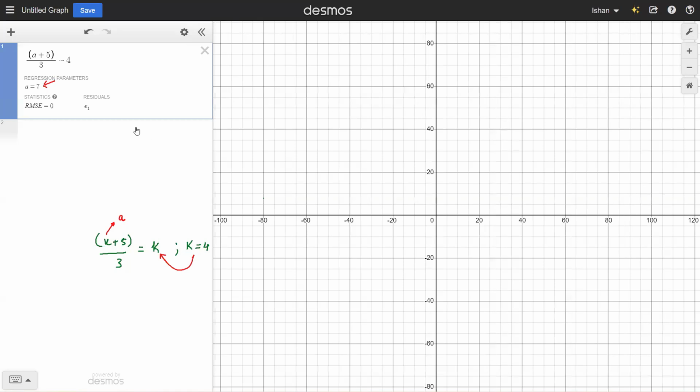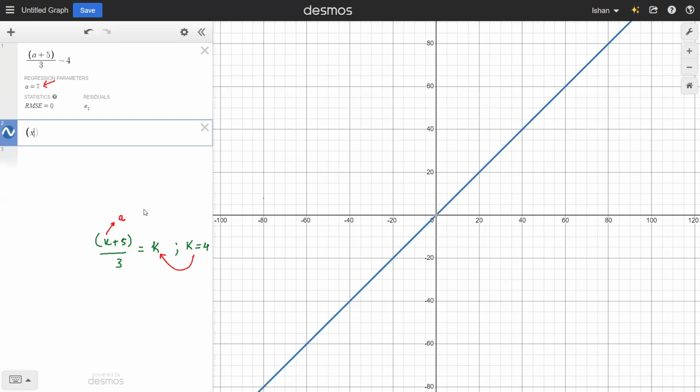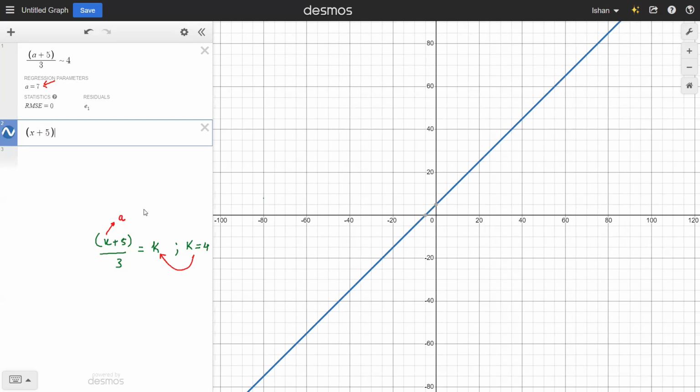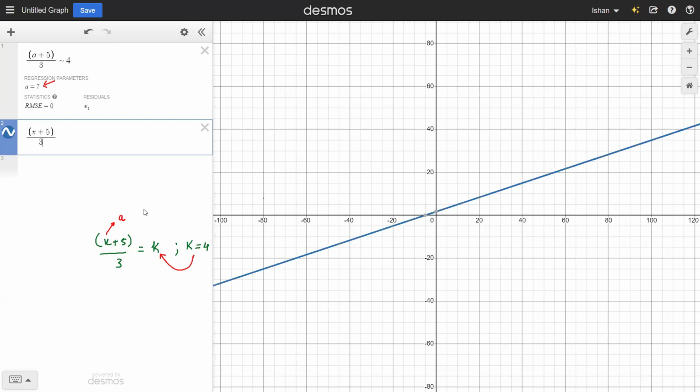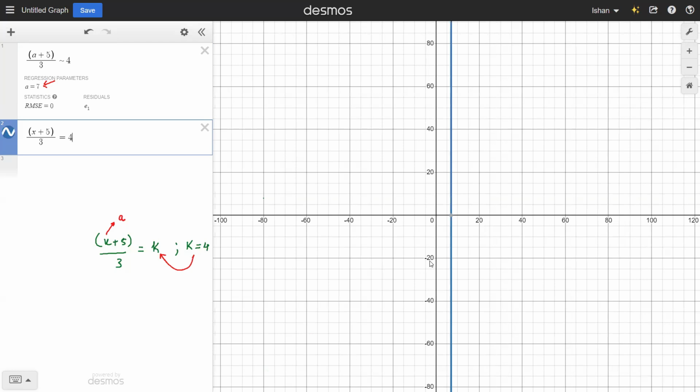You can also use the graphical way by writing the same equation, that (x plus 5) divided by 3 is equivalent to 4. I'm directly putting the value. You will see the value is 7. This is how you can use these techniques. By using Desmos, you can quickly substitute values and solve such problems without the need of excessive manual calculations, making your problem solving faster and more efficient.